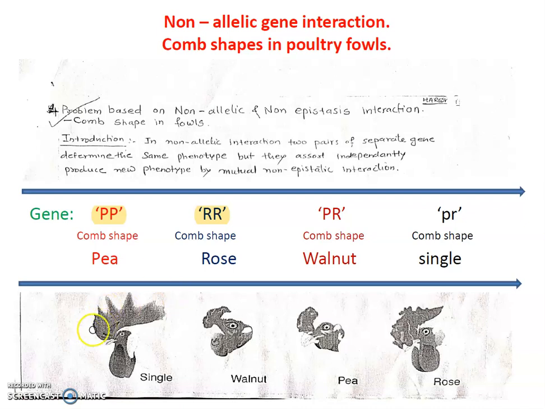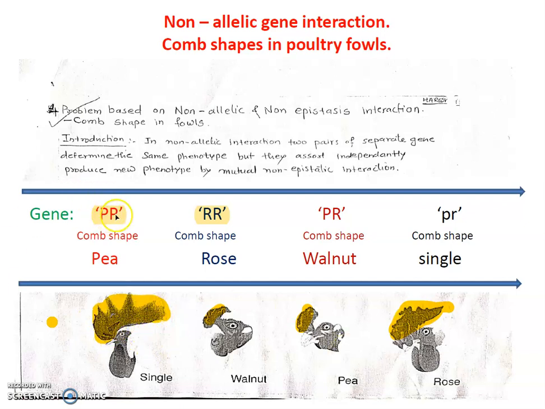Comb shape means this is the shape, this is the comb, and their shapes are different. The shapes of these combs are different. You can observe that in poultry fowl there are various types of combs present.